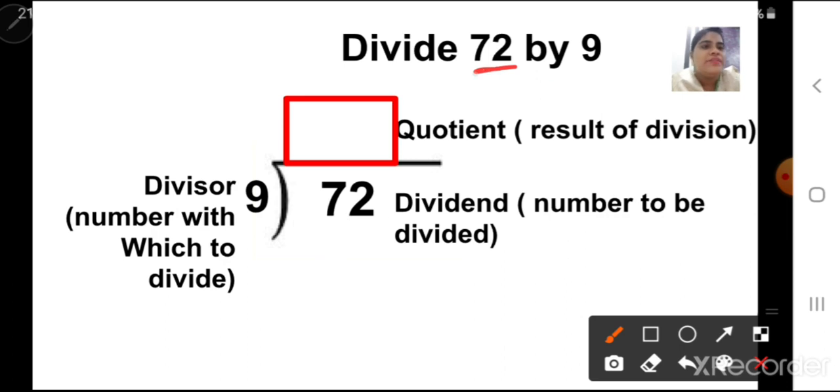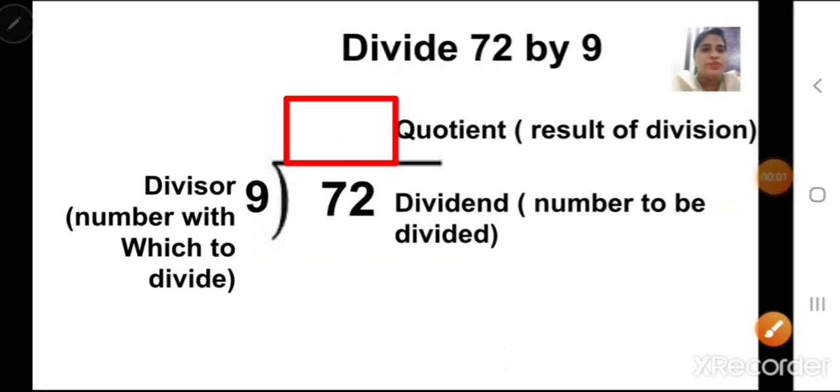Then 72 by 9. So number 9 we have to write here, outside the bracket. Number 9 is known as the divisor. It is the number with which we divide. Correct? So here number 9 we have to write outside. Then after dividing, the answer that we get we have to write up here. First we will find out what the answer is, then we will write it up. The answer is going to come up here, which is known as the quotient. It is the result of division.